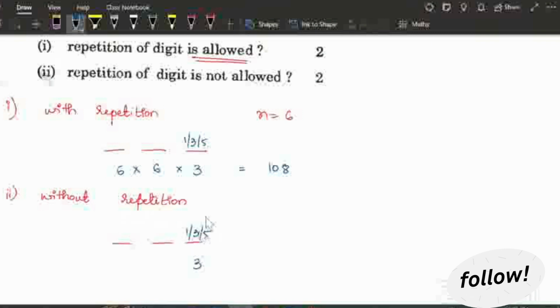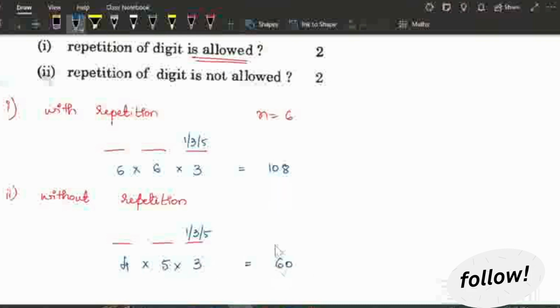Therefore, one digit is used here. So from 6, one of the numbers is used up here. So I have 5 options for the second digit, and after two numbers are used, I have 4 options for the third digit or the first digit. Which gives you 20 into 3, 60 ways.